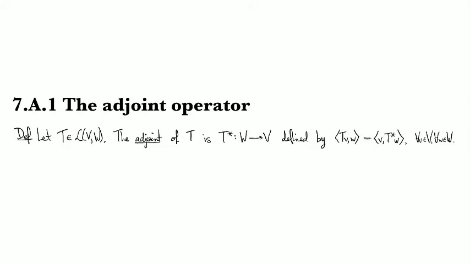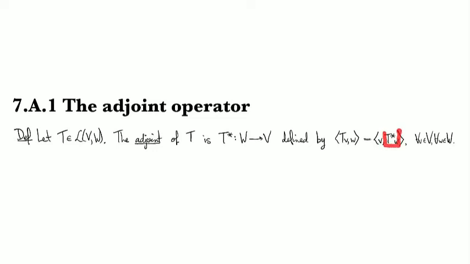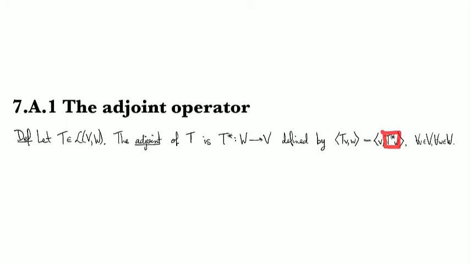It works like this. Suppose we have a linear map T from V to W. Then the adjoint of T is the map denoted by T star, which goes in the opposite direction, so it goes from W to V. And it's defined to be the thing that you put in this slot of the inner product, which makes this identity hold for all v in V and w in W.